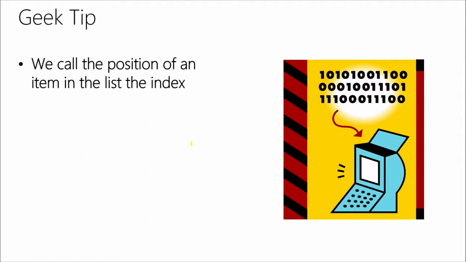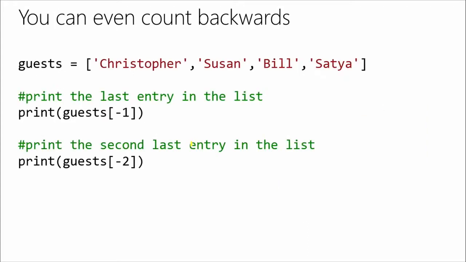In geek speak, when we talk about the position of an item in a list, we refer to that as the index. So you'll hear us say, what's the index of that item? What's the position index? That's just a term we use when we're referring to the location of an item inside a list, or sometimes called an array.